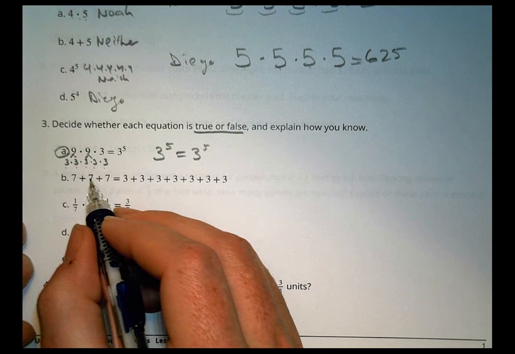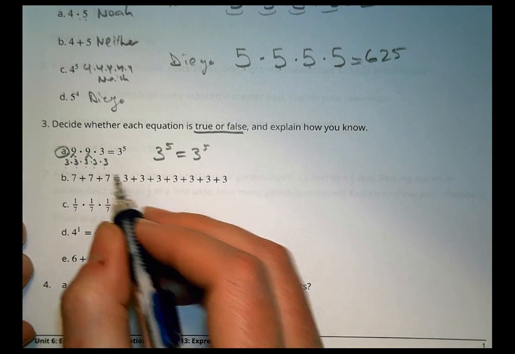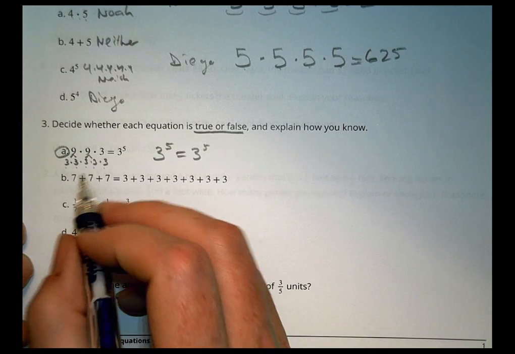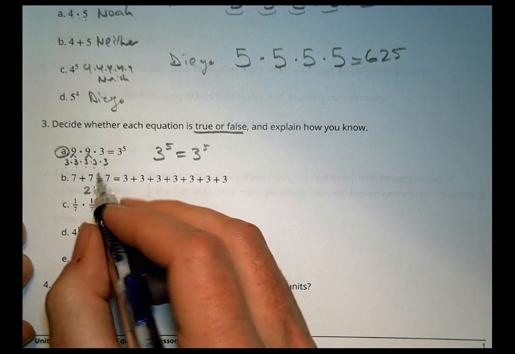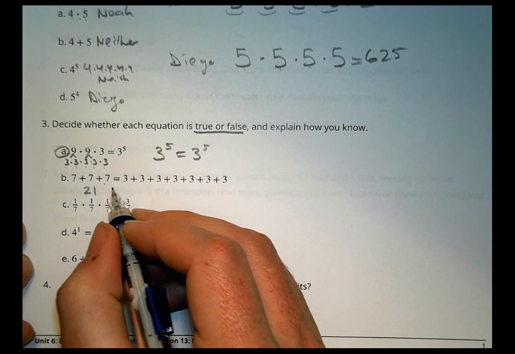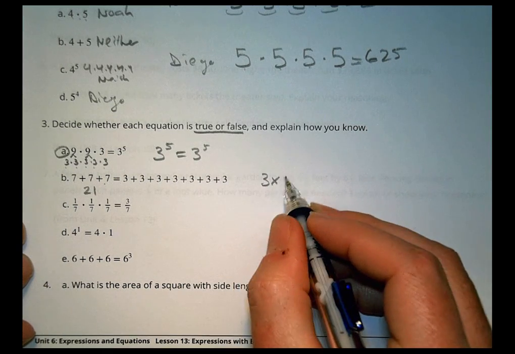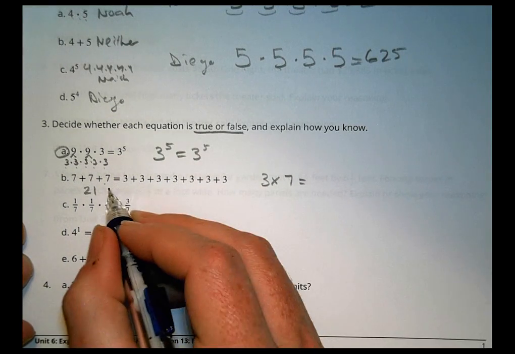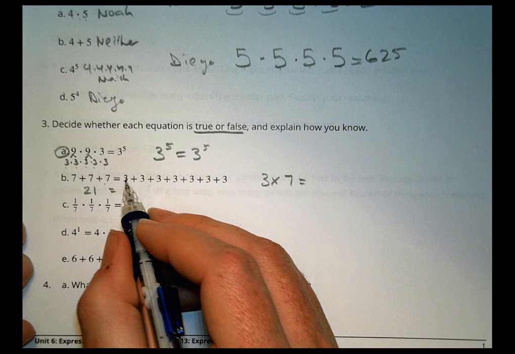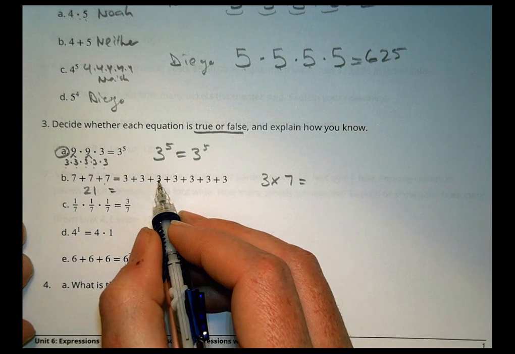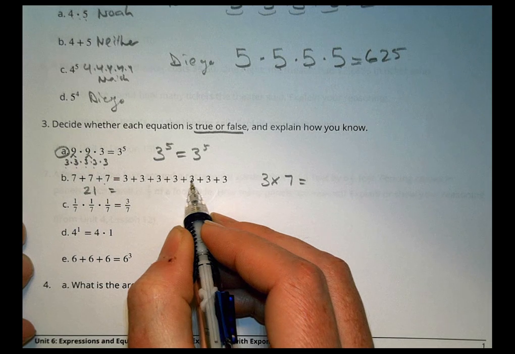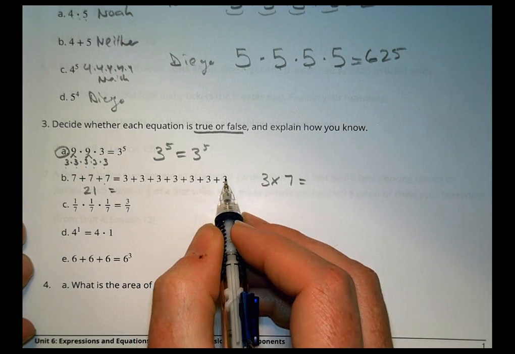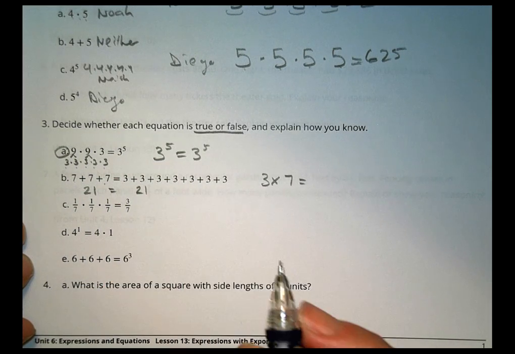Here we have 7 plus 7 plus 7. Well, in the math world, that's going to equal 21, right? And just adding them up, 21. I can think of this also as being 3 groups of 7. Okay? How about this side? Here we have 3 plus 3, which is 6, plus 3 is 9, plus 3 is 12, plus 3 is 15, plus 3 is 18, plus 3 is 21. So that works out okay as well.